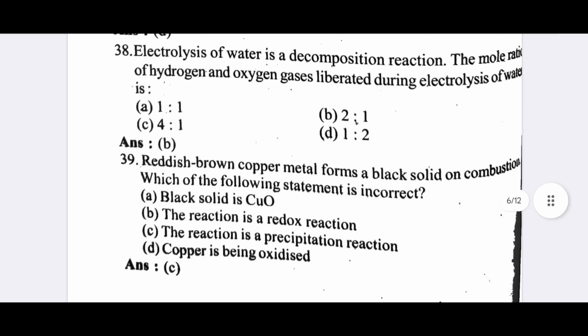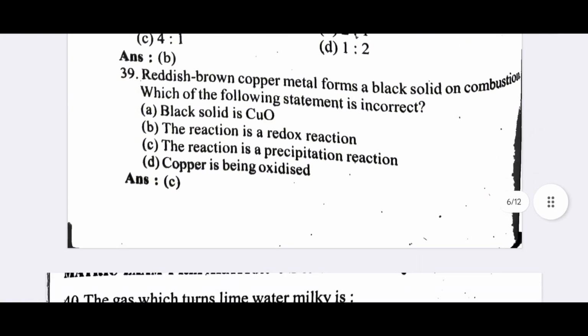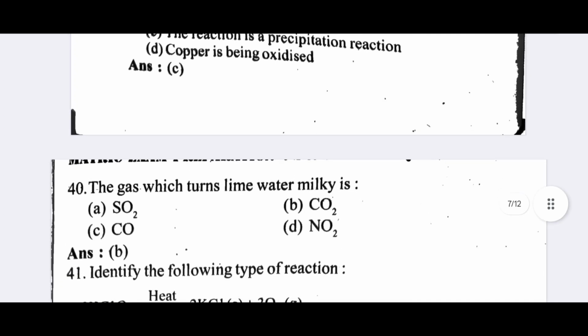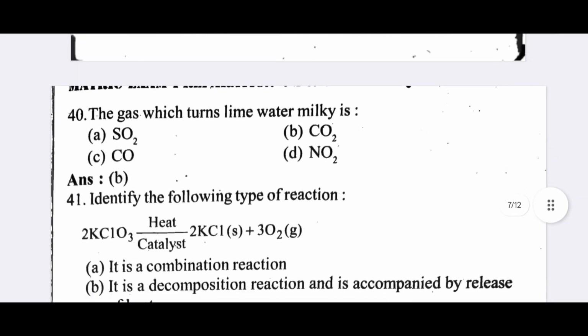Answer is C. The reaction is a precipitation reaction. The gas which turns lime water milky is B number, carbon dioxide. Identify the following type of reaction.